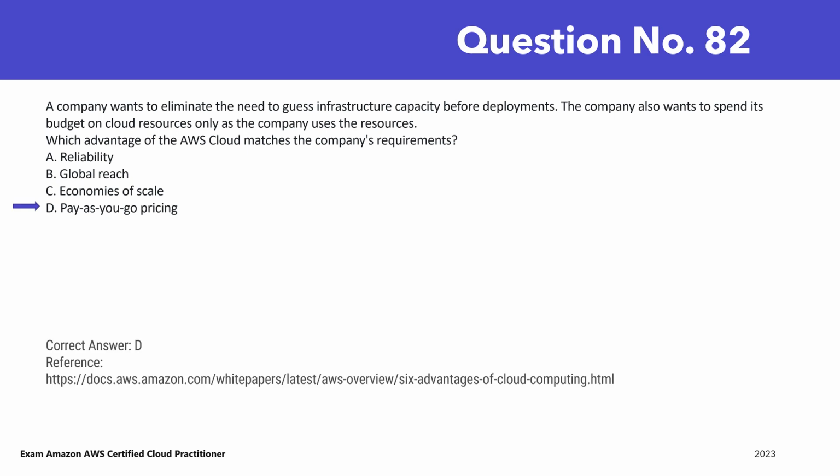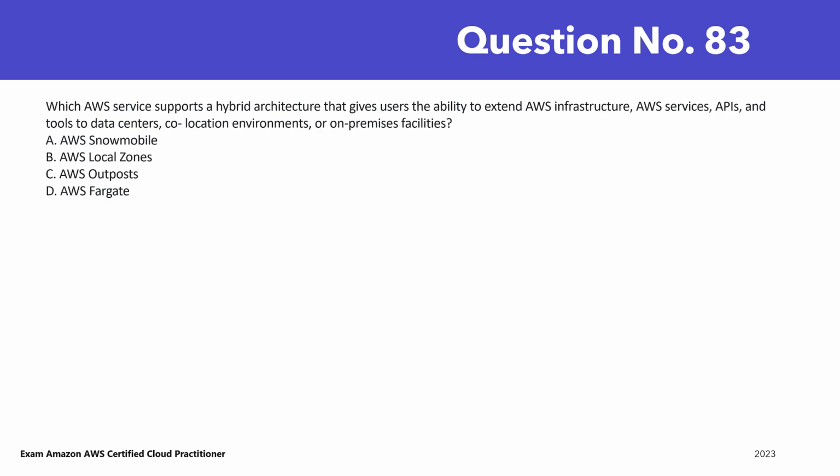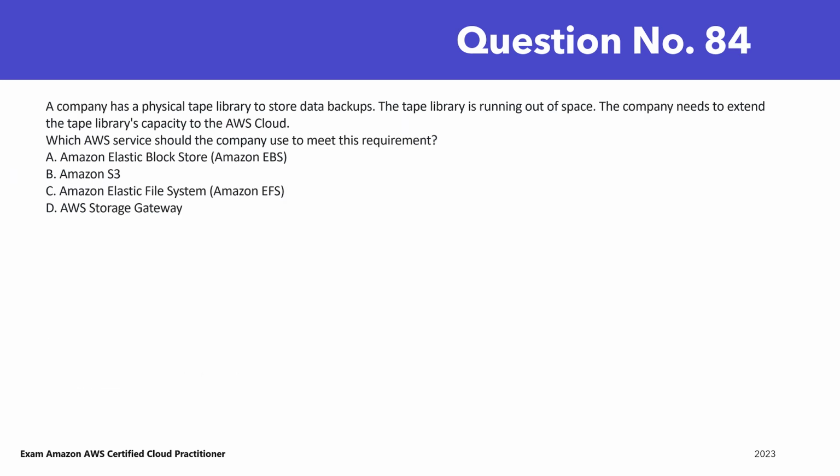Which AWS service supports a hybrid architecture that gives users the ability to extend AWS infrastructure, AWS services, APIs, and tools to data centers, co-location environments, or on-premises facilities? A. AWS Snowmobile. B. AWS Local Zones. C. AWS Outposts. D. AWS Fargate. Correct answer, C.